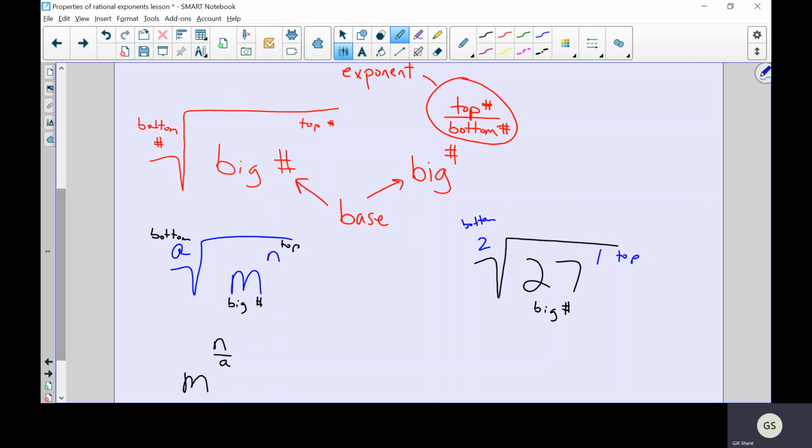So the big number goes, if that's the big number, I look over here. Well, I've already got the big number written there. So I need the big number. Well, it's labeled right there, 27. So now I need my top and my bottom. Well, I've labeled the one top. I've labeled the bottom 2. So there we go. 27 raised to the 1/2 power. Any questions on that? Now that's a review. We are going to change it a little bit. Not a lot.